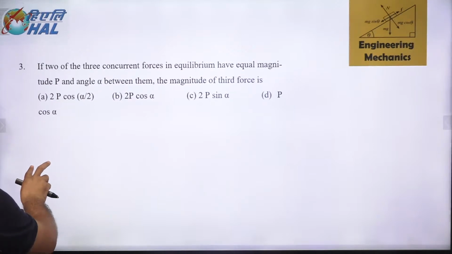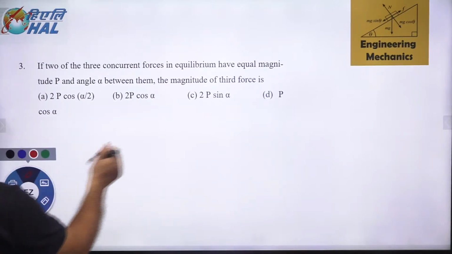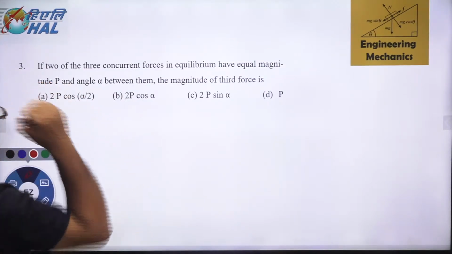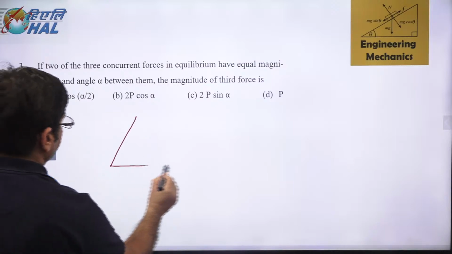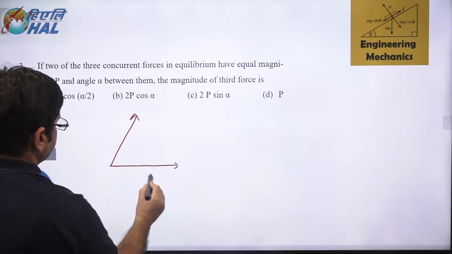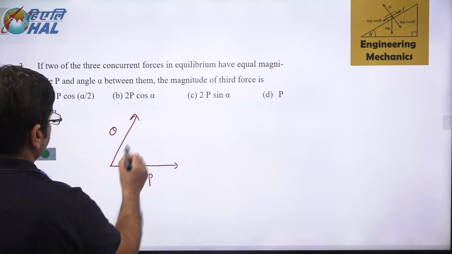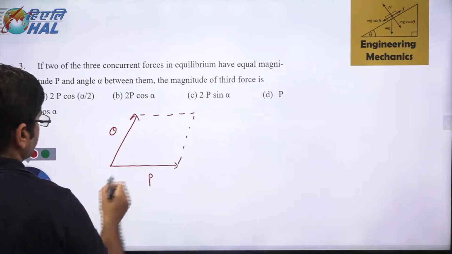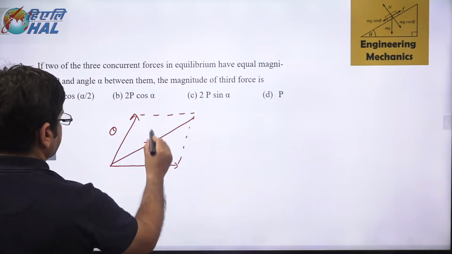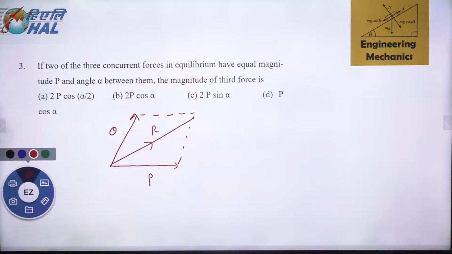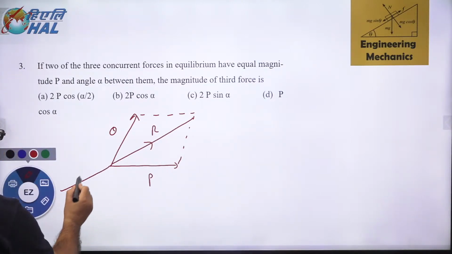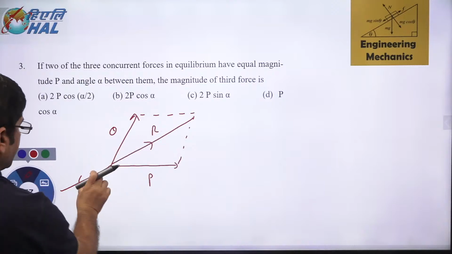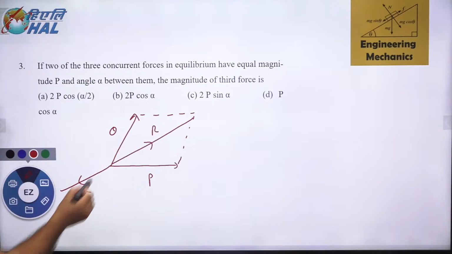Now listen to this. This is a very simple question. He's saying there are three concurrent forces acting in equilibrium. Let me give you two forces, P and Q. Can you give me the resultant of these two forces? Let us say the resultant is R. If the third force is also equal to R, this R and this R will be balanced. If the third force is also equal to R, then the body will be in equilibrium.